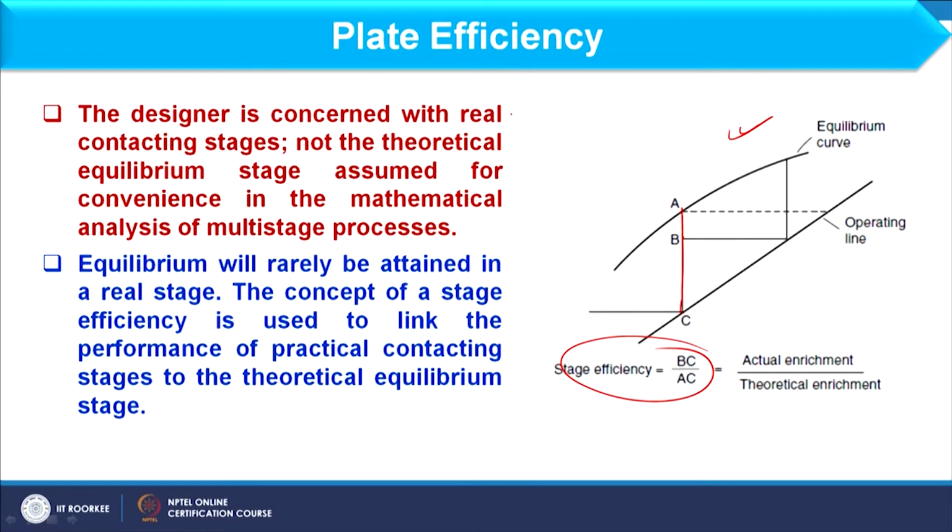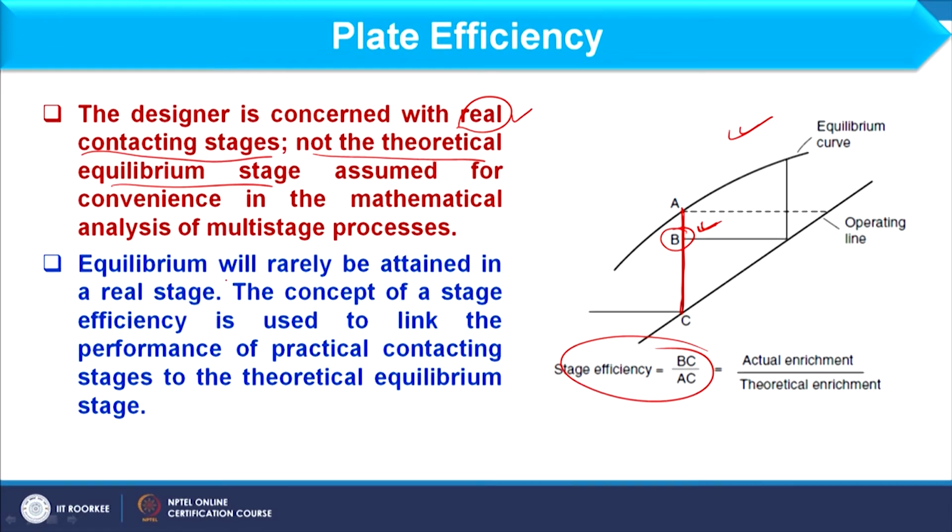So, the designer is concerned with the real contacting stages, not the theoretical equilibrium stages, because theoretically we consider that this C to A should be available. However, we can only reach up to B. So, based on this actual enrichment, we should calculate the number of trays. Therefore, the main concern of the designer is the real number of trays.